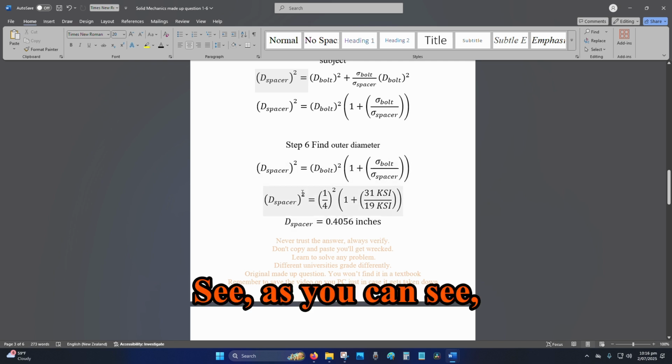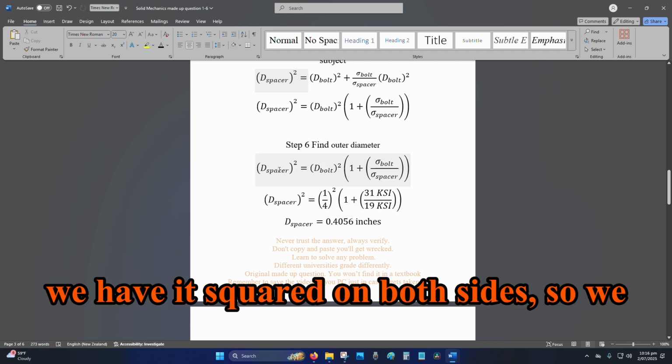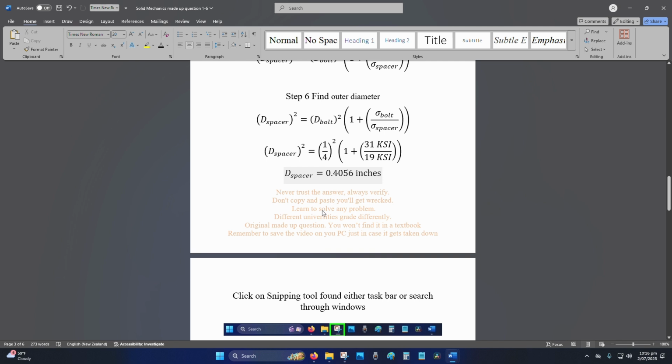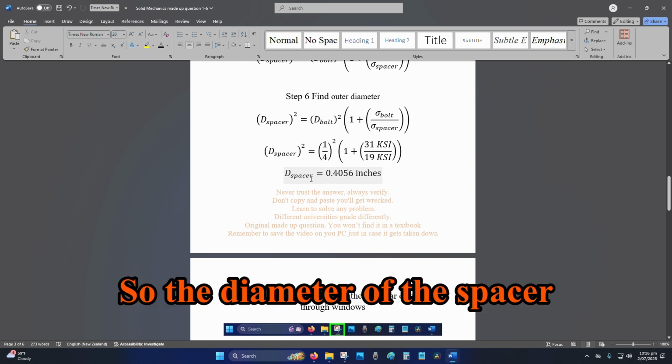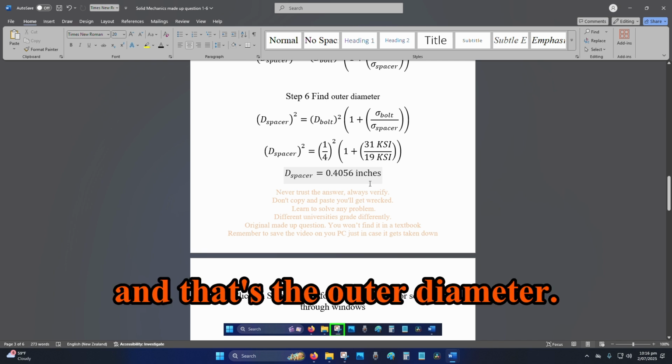As you can see, we have it squared on both sides, so we do need to square root it. Alright, so the diameter of the spacer is 0.4056 inches, and that's the outer diameter.